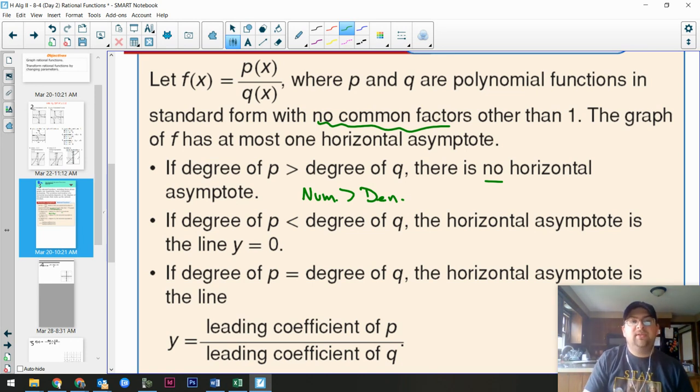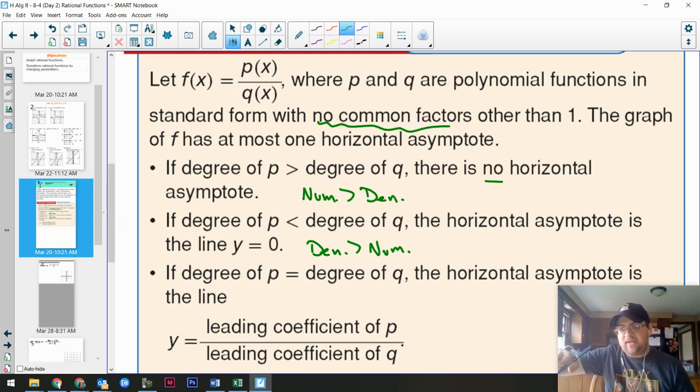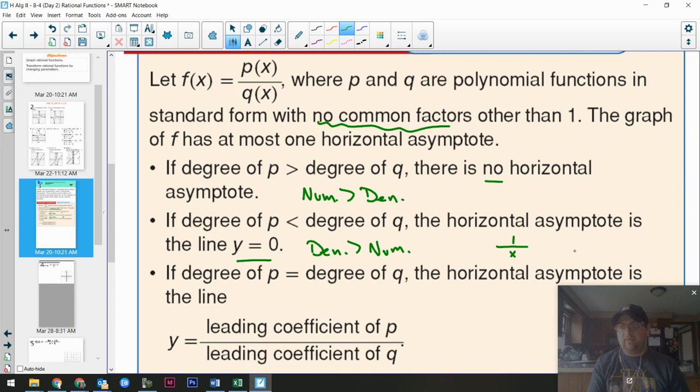Now, if it's flipped around, if it's bottom heavy, if the degree in the denominator is bigger than the degree in the numerator, if the degree on the top is less than the degree on the bottom, the horizontal asymptote is at y equals 0, which makes sense because if I just have 1 over x, just our parent, where is the horizontal asymptote? Well, it's at y equals 0, right? It's right on that horizontal line, right on the axis there.